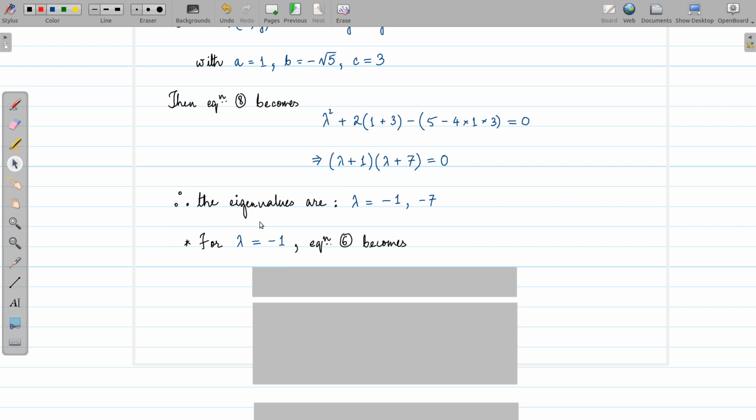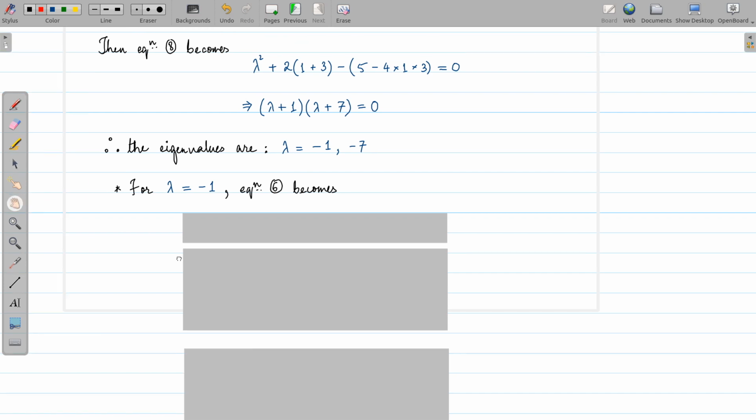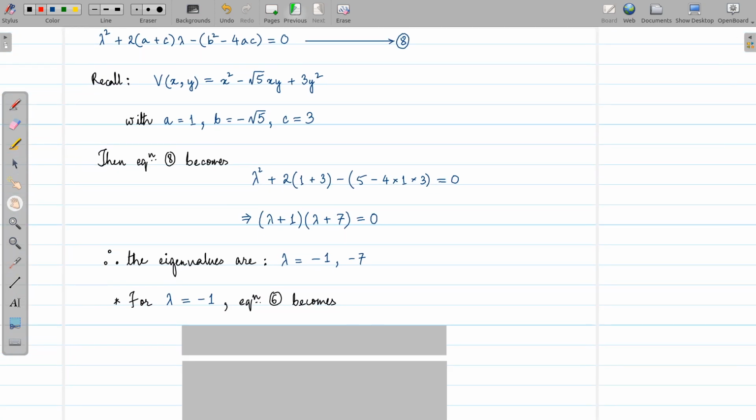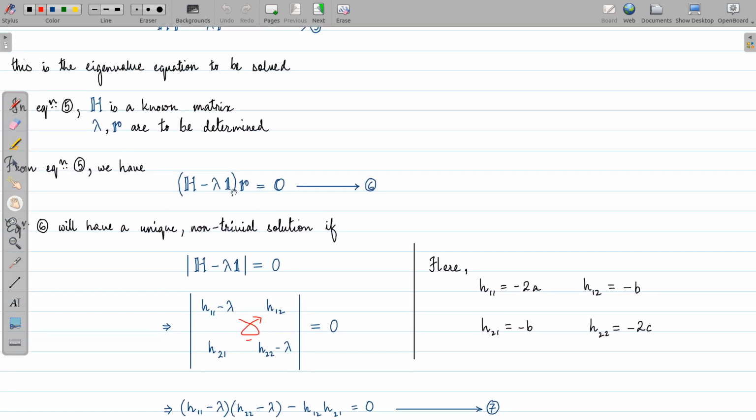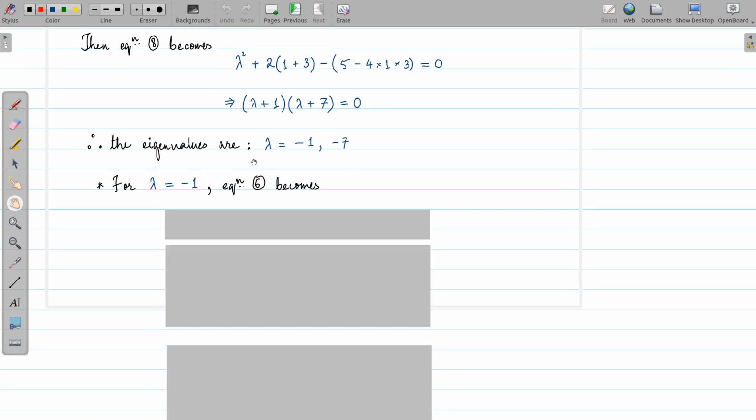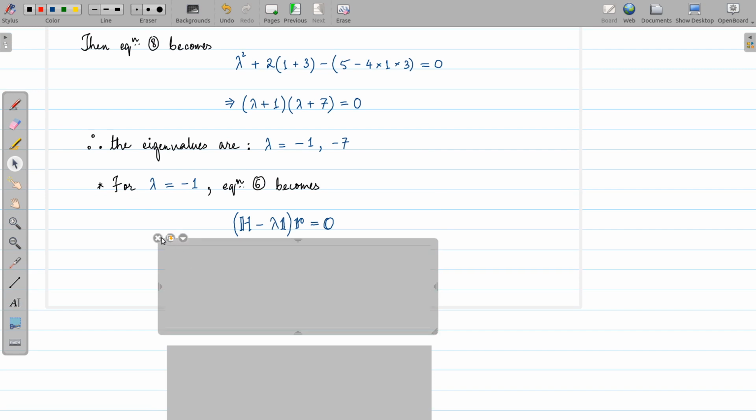So all we need to do is find out the eigenvectors. We can find the eigenvectors for the corresponding eigenvalues. So let's take eigenvalue lambda equals minus 1. Then equation number 6, where is it? I think it's in the previous slide. This is equation number 6. So we'll substitute lambda equal to -1 over here.